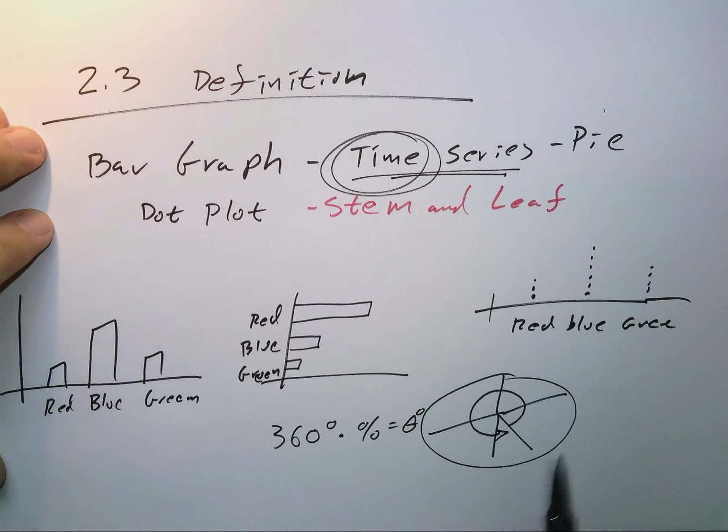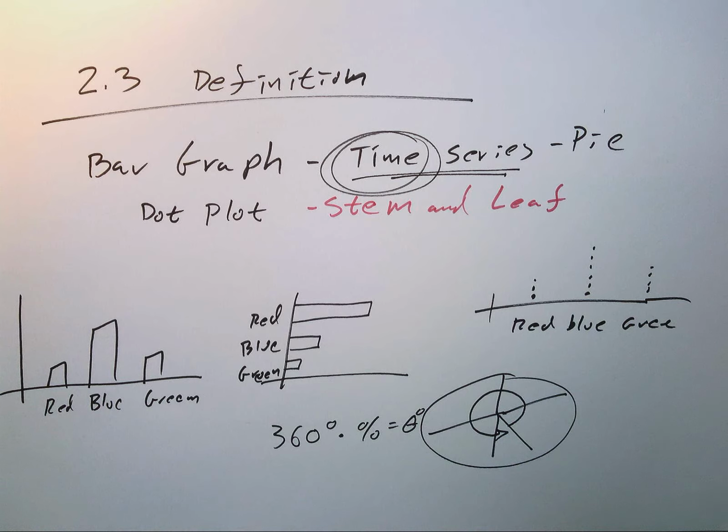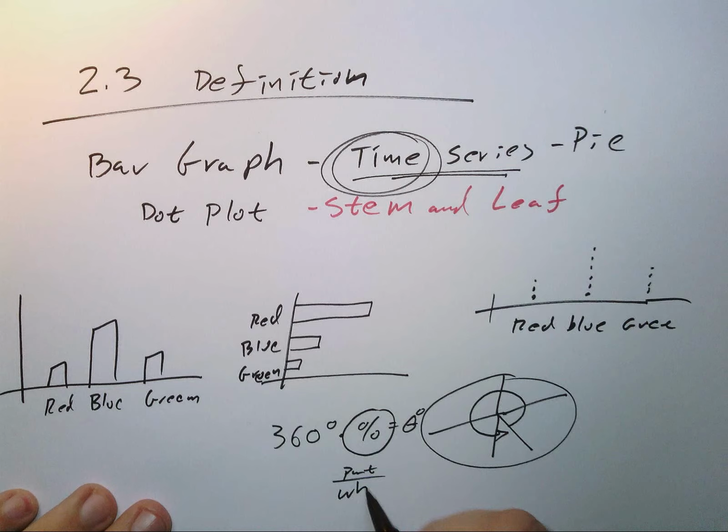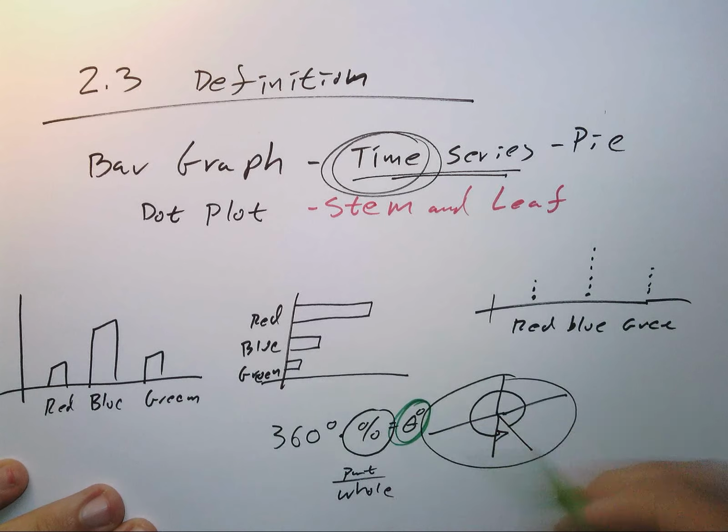Now, the pie chart is good when you have 100% of something, 100% of sales, and you're breaking it up into each category. So I could take this categorical data for my box plots or my dot plots. The total number would be on the bottom. The portion that it is would be the top, and I'd get my percent, right, part over whole. Multiply that by 360, and I get what each of these angles is going to be.